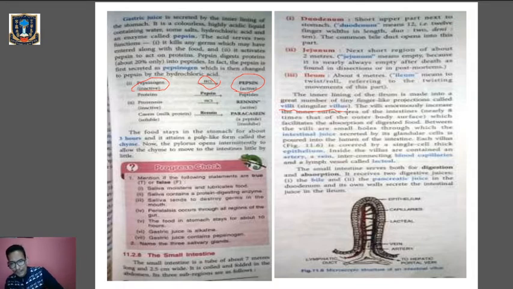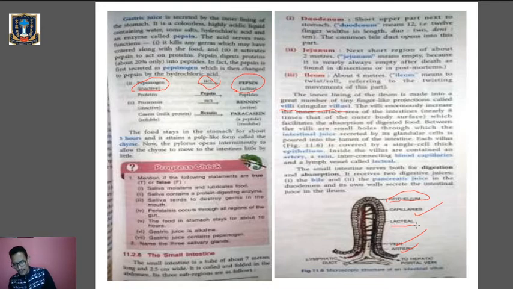The villus is mainly covered by a single cell layer called the epithelium, and inside the villus we will find the artery, the vein, the blood capillaries, and the lymph vessel called the lacteal. They are all situated in the small intestine. Now the small intestine has the function of both digestion and absorption.